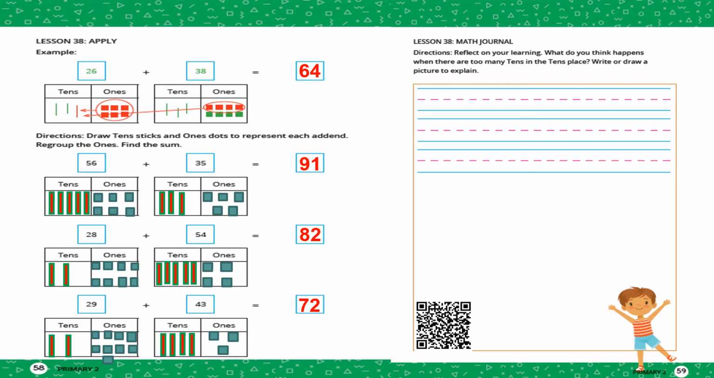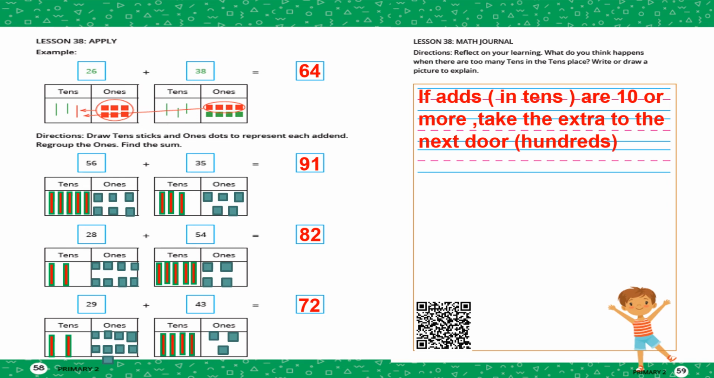Let's move to math journal. Reflect on your learning. What do you think happens when there are too many tens in the tens place? If it adds up to 10 or more, take the extra to the next door, the hundreds door.